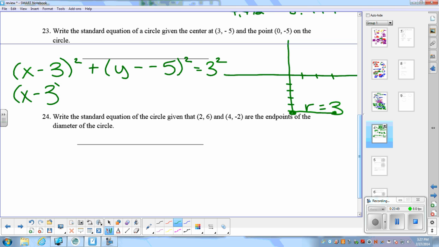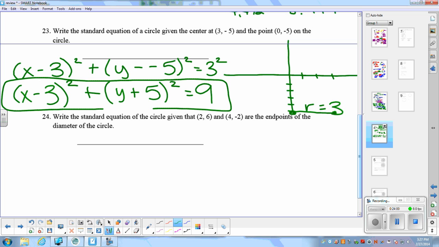And then just to make this a little nicer, my x minus 3 squared stays the same. Y minus a negative 5 turns into a y plus 5. And then 3 squared is 9. So there's our equation.